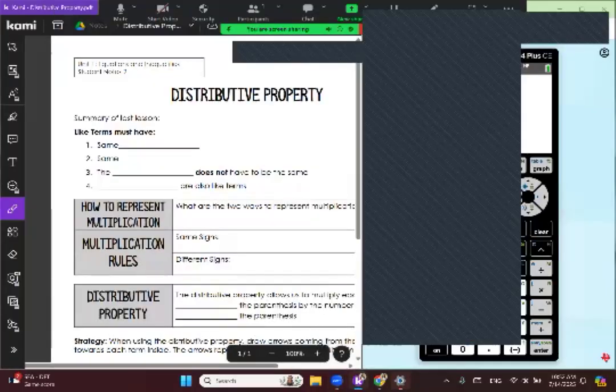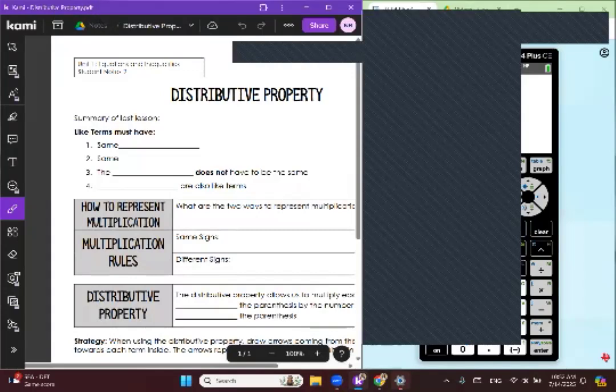Hey guys, today we're going to be going over the distributive property. This should be a much shorter video, just because it's more of an introduction to the lesson for tomorrow. If you look at your notes, you'll notice it's only one-sided.